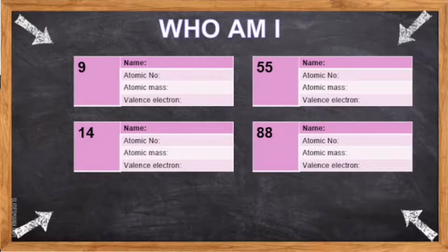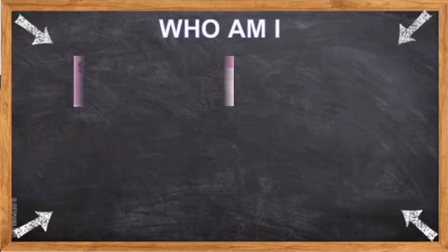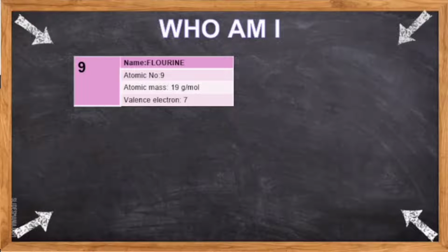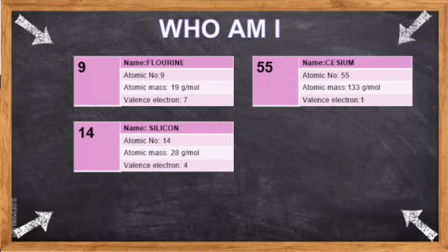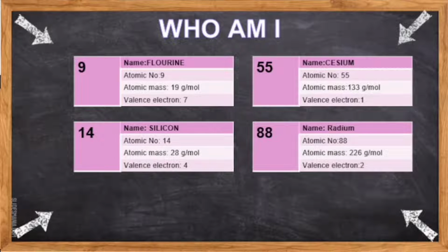Let's check your answers. So 9 is for fluorine, 55 is for cesium, silicon has atomic number 14, and 88 is for radium. Very good! You perfectly guessed the different elements. It's a good sign that you are now familiar with the features of the periodic table.